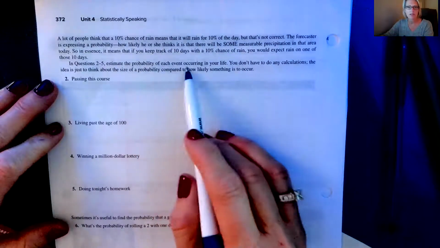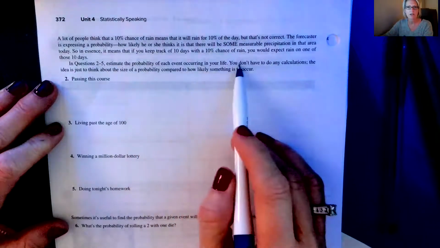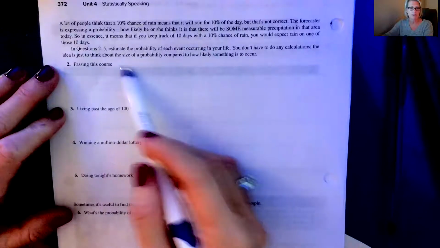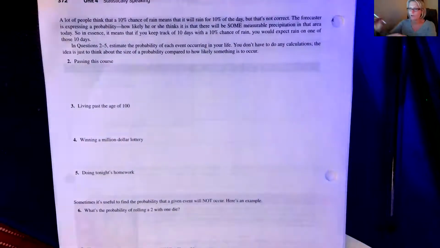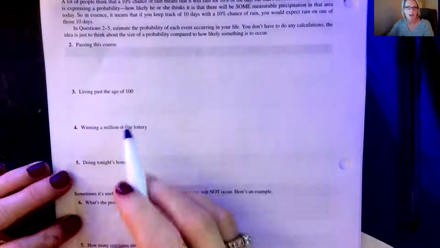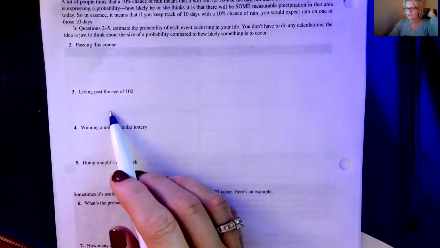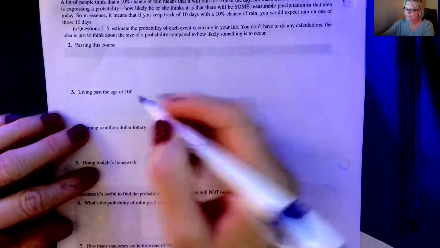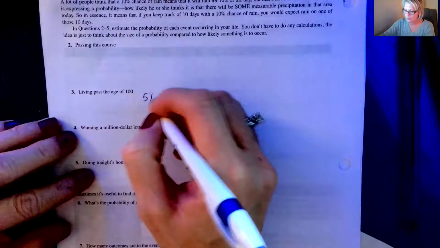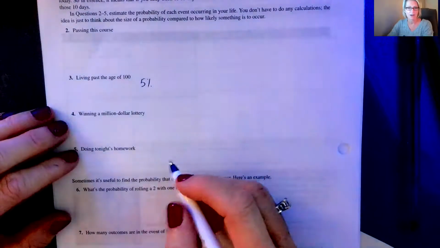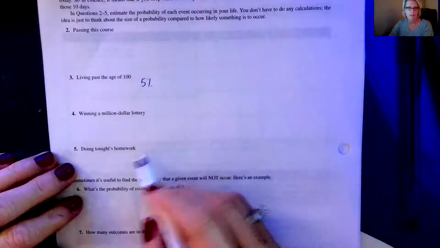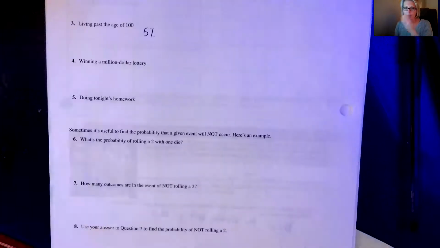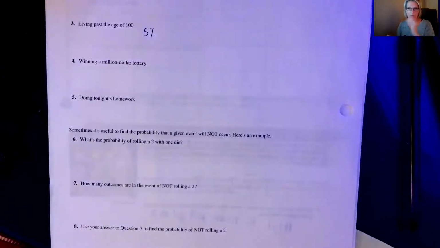Estimate the probabilities of each event occurring in your life. You don't have to do any calculations. So these are just things you're going to assess for yourself. What is your likelihood of passing this course? You should know that by now, especially monitoring your work in JetNet and Alex. What is your likelihood of living past the age of 100? Maybe 5%. I don't know about that. Your likelihood of winning the $1 million lottery, very, very small. What about your likelihood of doing tonight's homework? I hope that's pretty high.